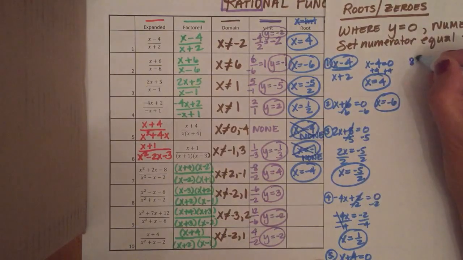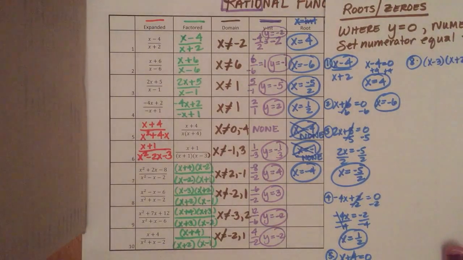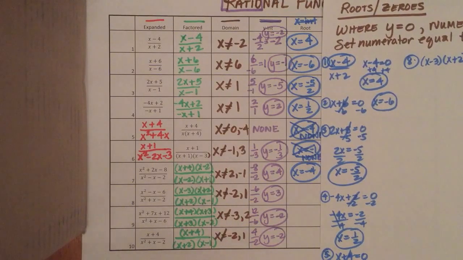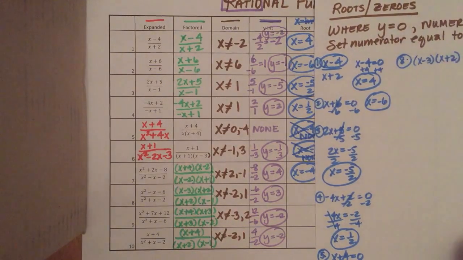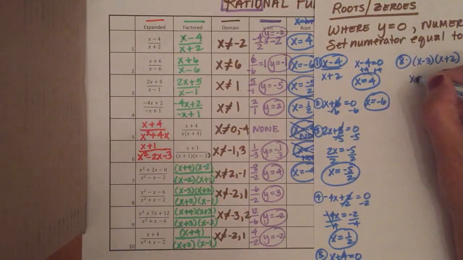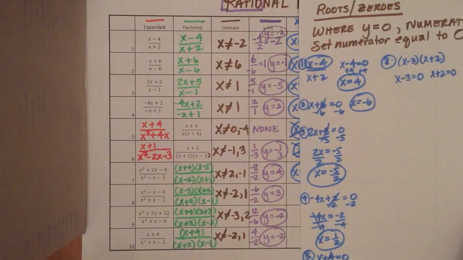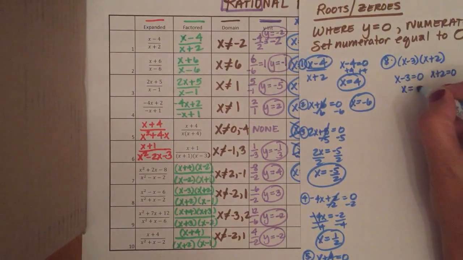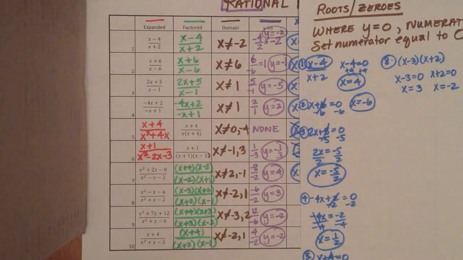Fit number 8 right here. Number 8, we have x minus 3 and x plus 2. So once again, we've got 2 binomials here. Let me move this over. We've got 2 binomials. So that means we could possibly have 2 x-intercepts. So x minus 3 has to equal 0, and x plus 2 has to equal 0. So with that being said, that means x either equals 3 or x equals -2.